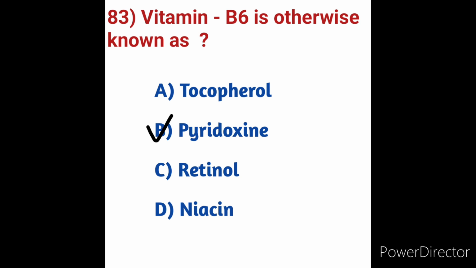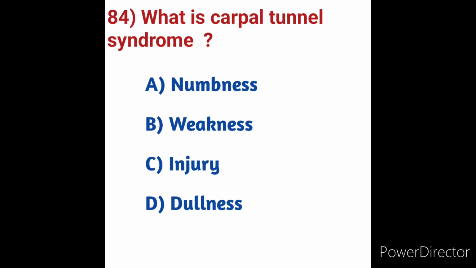Next we will move on to question number 84. What is carpal tunnel syndrome? We will see here the options. Option A, numbness. Option B, weakness. Option C, injury. Option D, dullness.